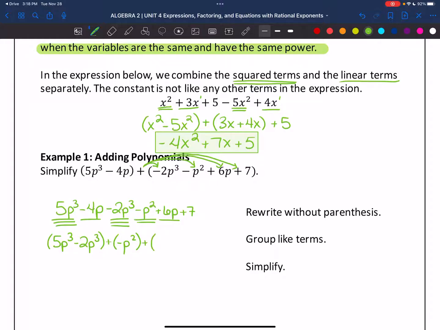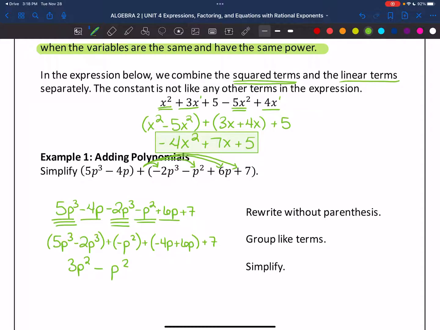Add to that your linear terms. We want to just keep going down in order of power. So this is a negative 4p, and then a plus 6p, and then last of all, the 7. Then all that remains is to simplify. 5 minus 2, we're going to be combining the coefficients here. 5 minus the 2 is going to give us a 3p cubed. Then I'm adding a negative p squared. That's really to say subtract p squared.